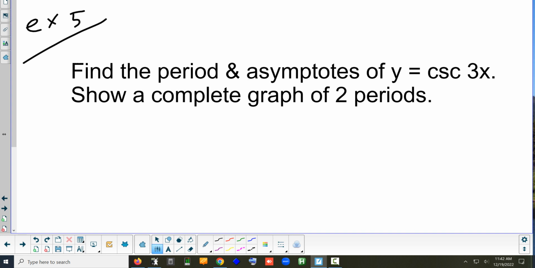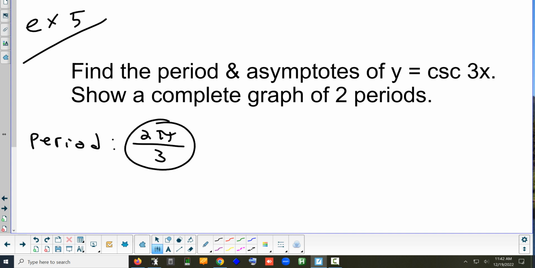Okay, let's start with period. Now this time I don't want to kind of think it through. I just want to use the formula that gives me the period. What is the formula for finding the period of cosecant? 2 pi. Is it 2 pi over b or pi over b? Just 2 pi. It's 2 pi over b. Yep. What's b in this case? 3. That's important because that's what you're going to add to each asymptote. That's how often they repeat.